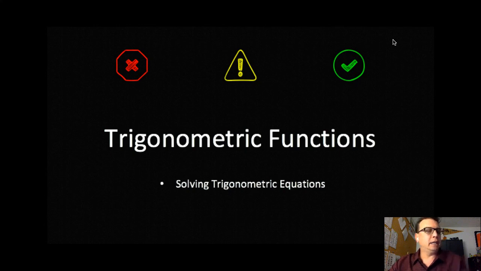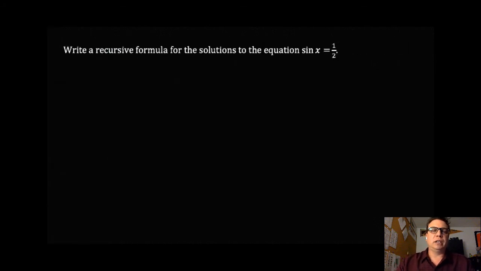All right, so now it's time to take everything that we've been working on with the trig functions, what the values of the trig functions are, what the trigonometric ratios are, and how we establish identities. It's time to use all of that now to solve trig equations. So let's start off. In this particular case, we're going to write a recursive formula for the solutions to the equation sine x is equal to 1/2.